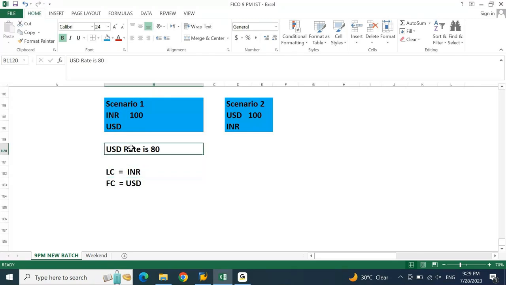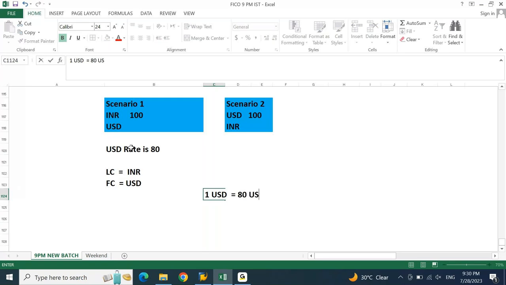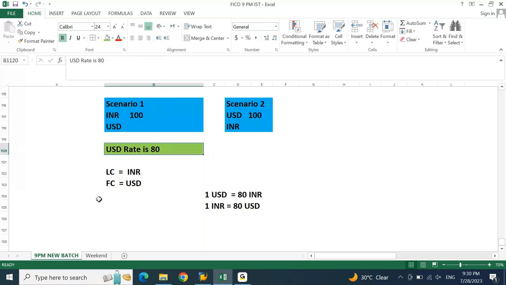If I say my local currency is INR, my group currency or foreign currency will be dollar. Now the dollar rate I'm talking about is 80. Now this 80, you need to understand, is this 80 representing 1 USD is equal to 80 INR, or 1 INR is equal to 80 USD? Which statement is this 80 representing? It is 1 USD equals 80 INR.